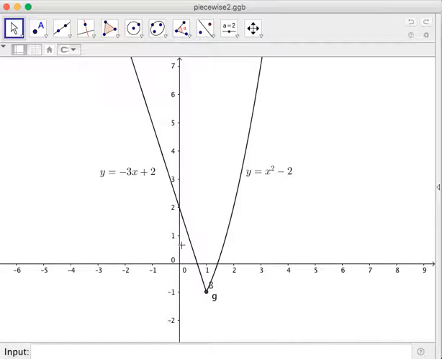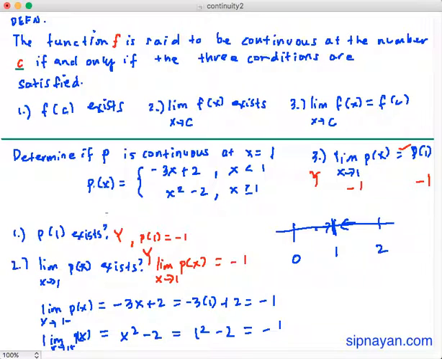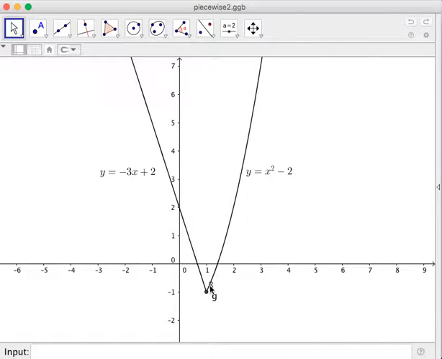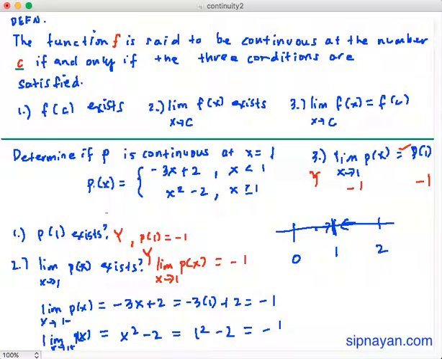Meron tayong dalawang sub-functions. Ito yung negative 3x plus 2 natin, if x is less than 1, di ba? It's a linear function. Ito yun. Straight siya. Tapos, pag x is greater than or equal to 1, bali yung point, kasama siya dito sa function na to, hindi siya kasama dito, no? Kasi may equal siya, ibig sabihin, at x equals 1, meron siyang value doon.